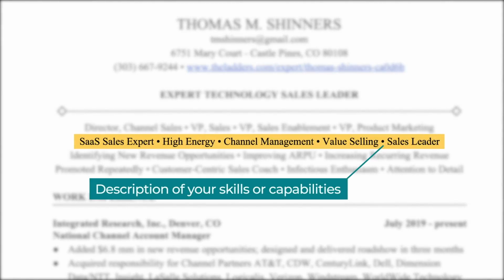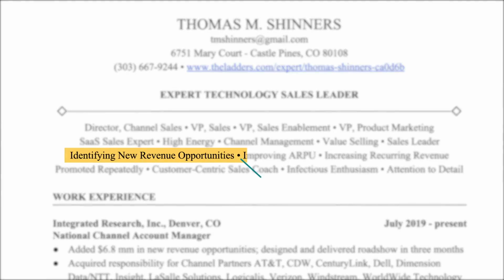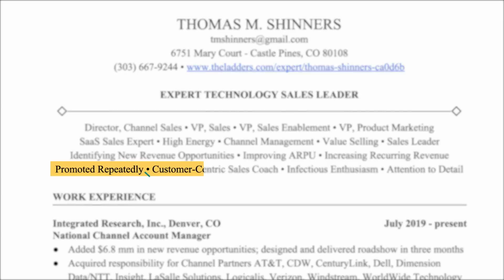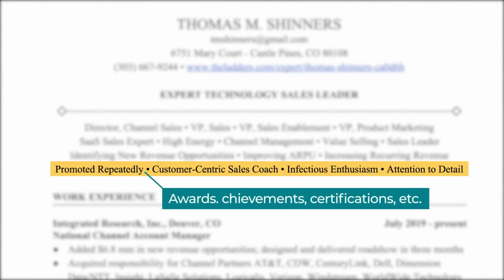Second line is a description of your skills or capabilities. Third line is accomplishments that you've had. Fourth line is awards, achievements, certifications, and one or two other capabilities or accomplishments that we couldn't fit above. We're going to pack them in here.